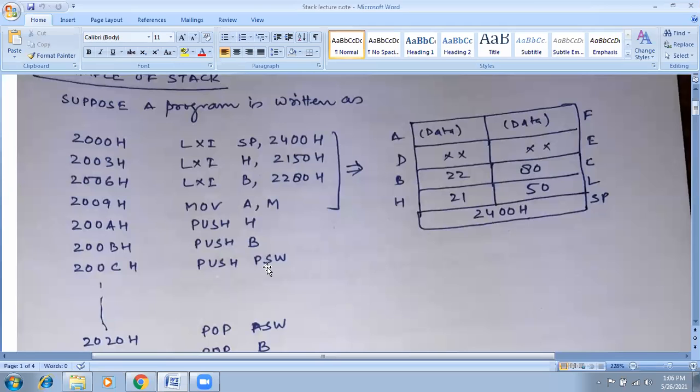Now, PSW is a program status word. Program status word is a combination of accumulator plus flag register. Out of these two, the accumulator is the higher order register of PSW, and the flag status register is the lower order register. So the content of the accumulator is first copied at 23FB, and then the stack pointer is again decremented by 1, so that it will become 23FA, and at 23FA the content of the flag register will be stored.